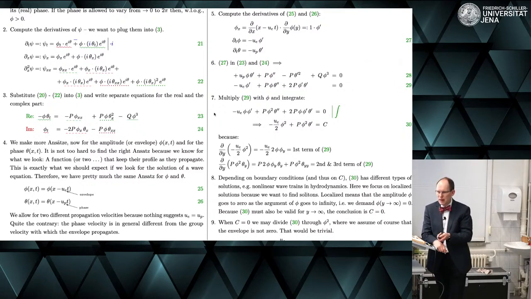We multiply it with phi, and then we integrate it. So if you multiply it with phi, then you see that we have here phi and phi prime. Here we have phi squared, right? And here again phi and phi prime. So if you take the derivative of phi squared, then you get exactly this if you use the chain rule, right? So this you see here.